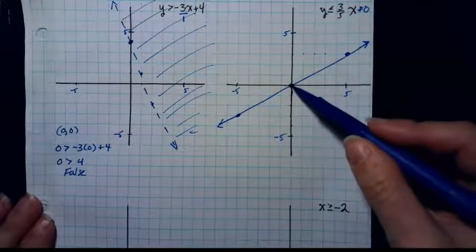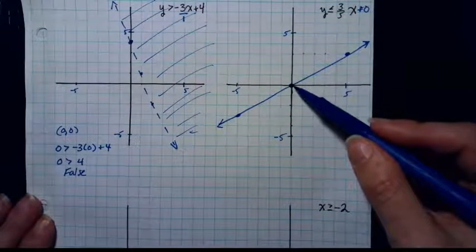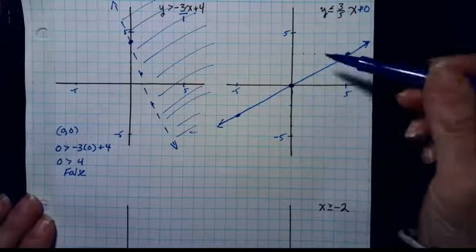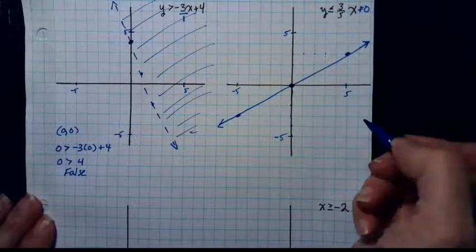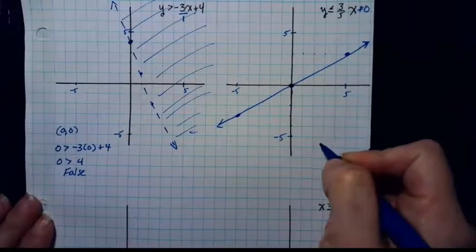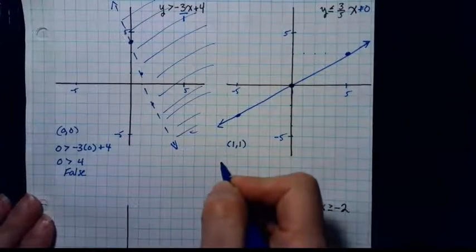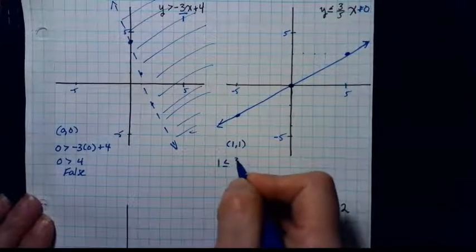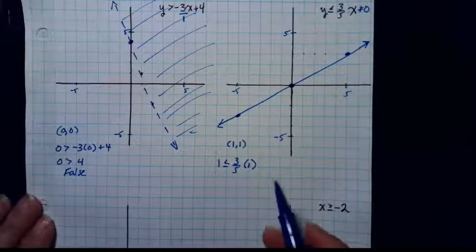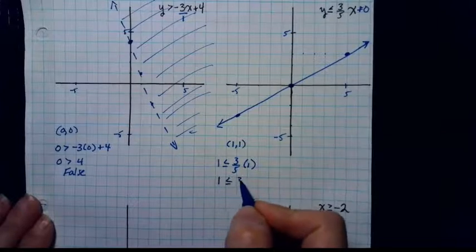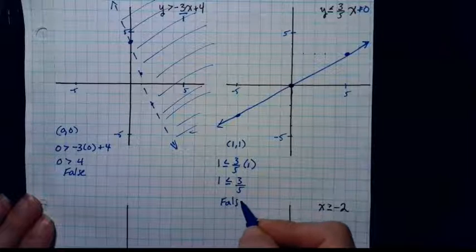I can't use 0, 0 as a test point because my line passes through, but I could use any other point that's not on that line. So 1, 1 is a nice point, and that's not on the line, that's right here, so I'll use that. So I'm testing 1, 1. I'll write my test point down below here. So plugging in 1 for y and x. So I have 1 is less than or equal to 3/5, which is false. 1 is not smaller than 3/5.